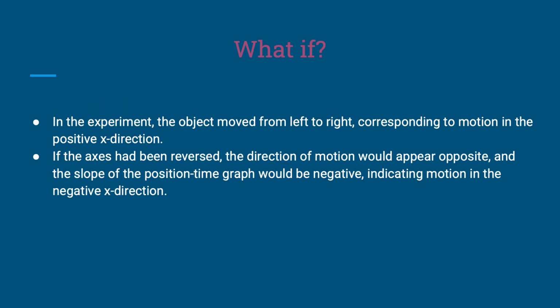In the actual setup, the ball moved from left to right, which we treated as the positive x direction, but if the coordinate axes had been flipped, the same motion would appear in the negative direction, and the slope of the graph would be negative. This doesn't change the physics, but it shows why being clear about axes is important.